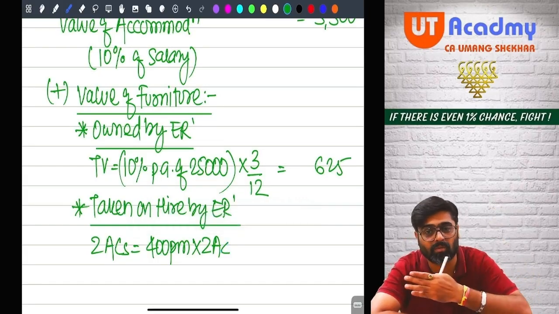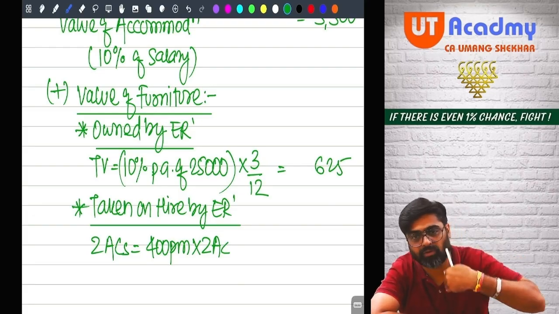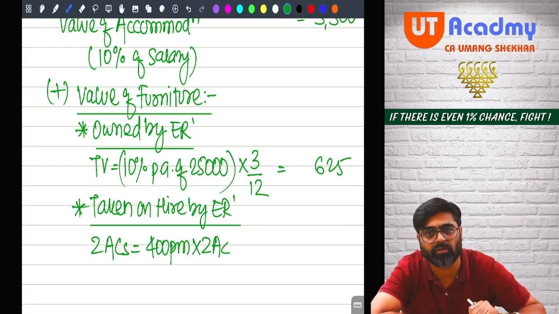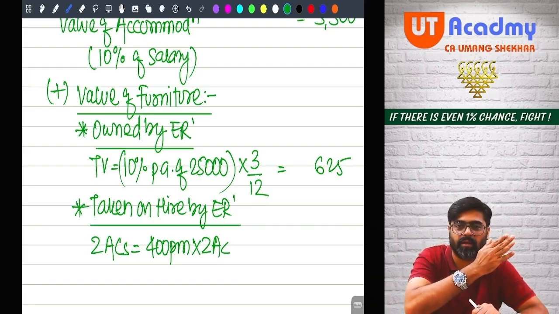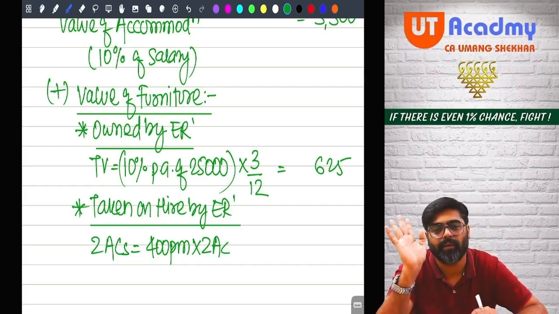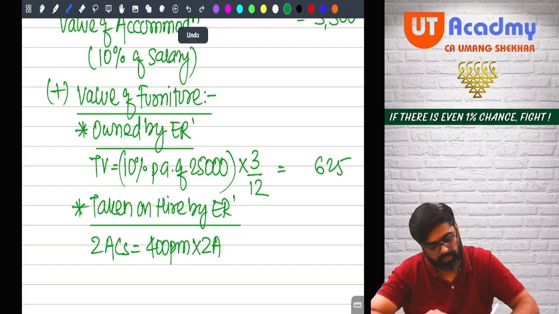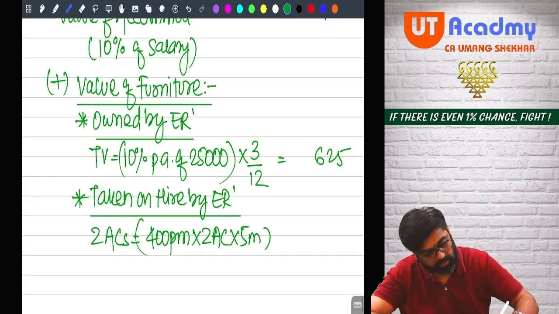If nothing is said, accommodation is occupied for 5 months. So for 5 months only in that accommodation you are going to use these ACs, no? So for ACs, please don't calculate the 12 months figure. For ACs also it will be 5 months. Okay. So 800 into 5 will be 4,000.